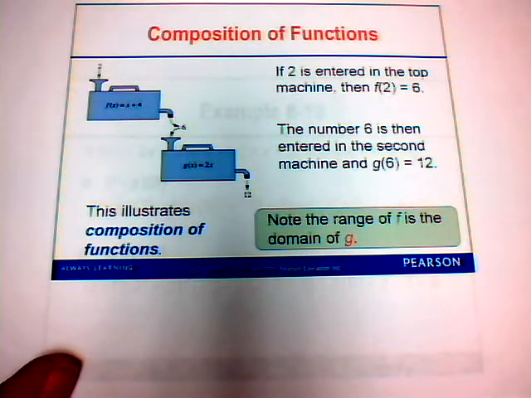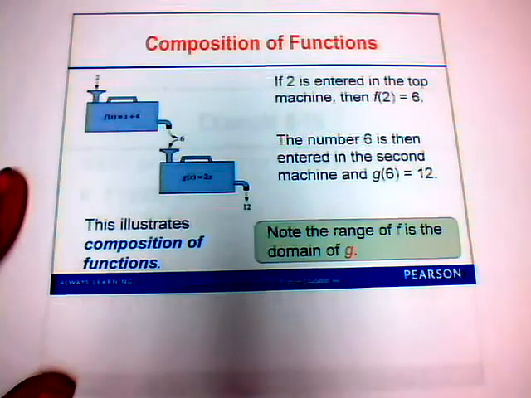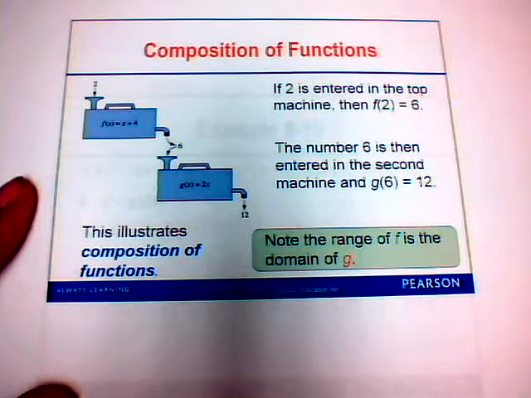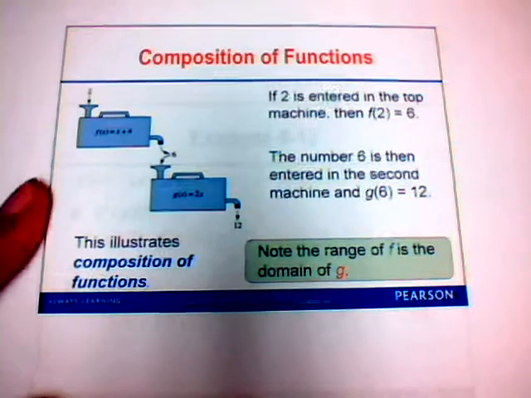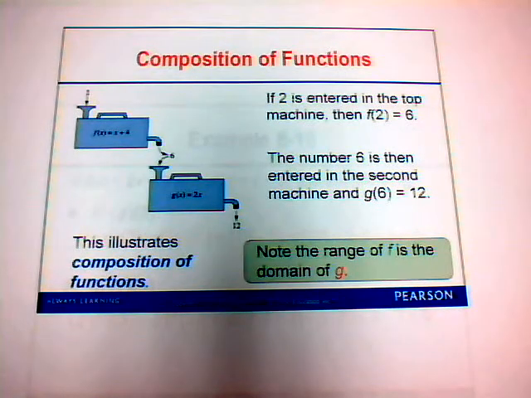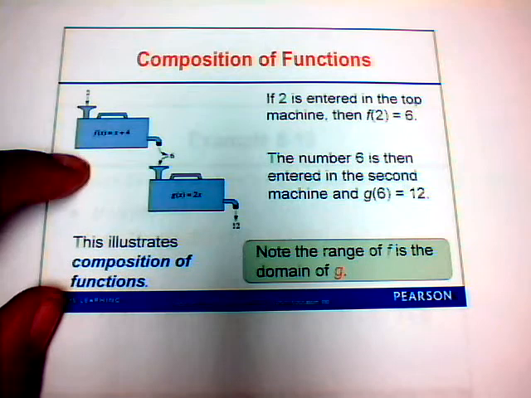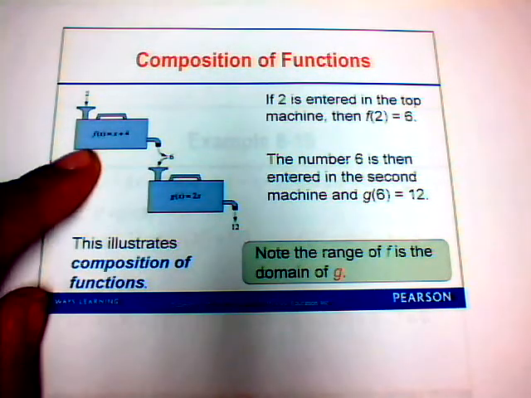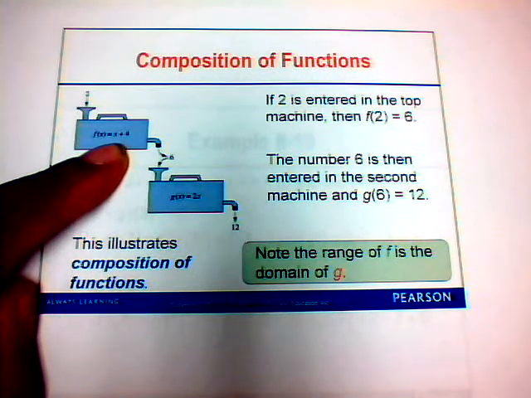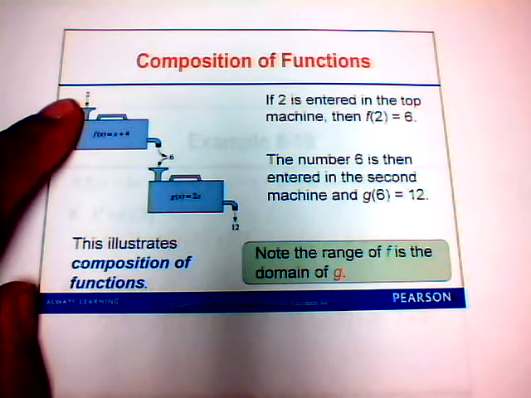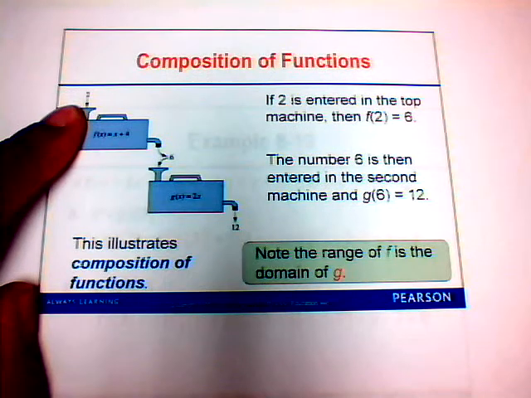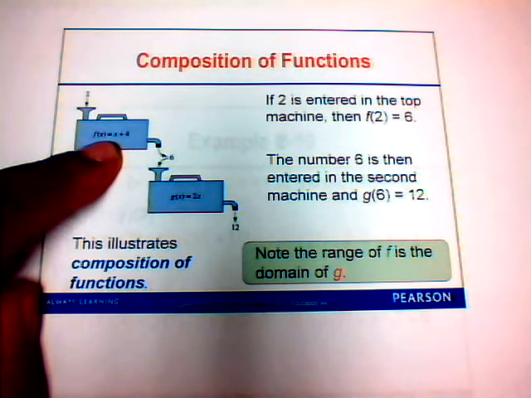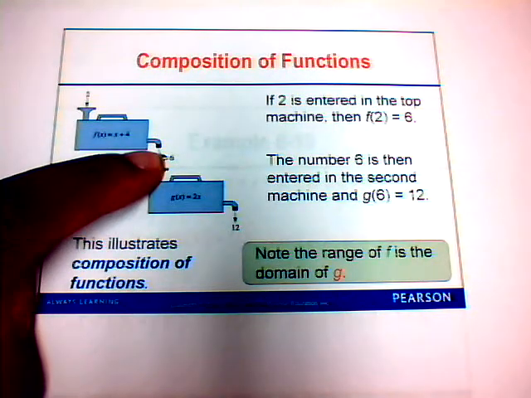Okay, next we'll look at compositions of functions. If 2 is entered in the top machine, then f of 2 is going to be 6. Let's look at this one. We got two machines. One is for f of x and another one is g of x. F of x is represented by x plus 4. We're entering the 2 in the top machine, so that means we add 4 to that 2. That would give us 6.